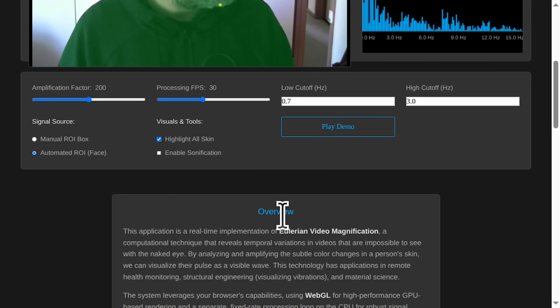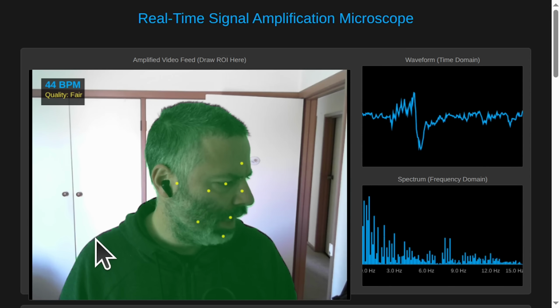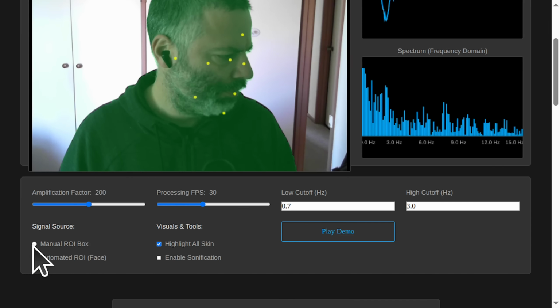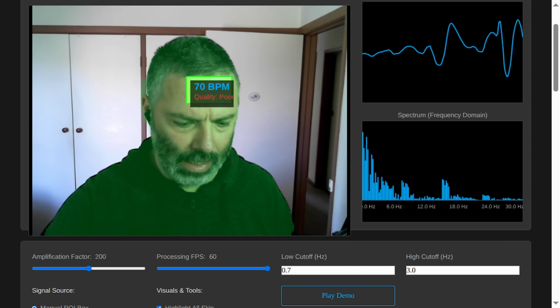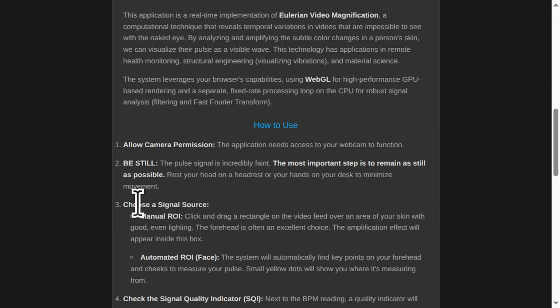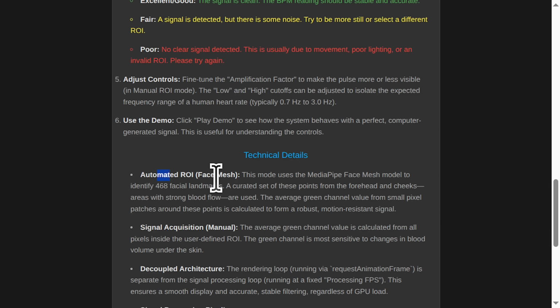Yeah, that's not correct. The sonification should be also happening just within the manual box. Yeah, well, anyway, it's definitely there. Yeah, we need some more work on the automated ROI selection, specifically for it to choose the skin.